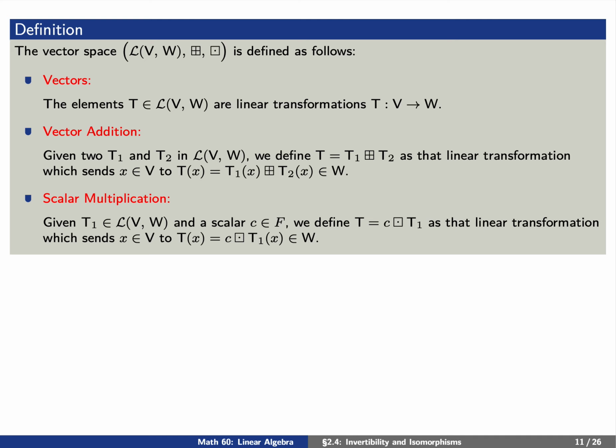We can define a similar idea for scalar multiplication. Given a linear transformation T1 and a scalar C, we define C times T1 as that linear transformation as follows. It'll take a vector X from the domain V and return C times T1 of X as a vector in the codomain W.